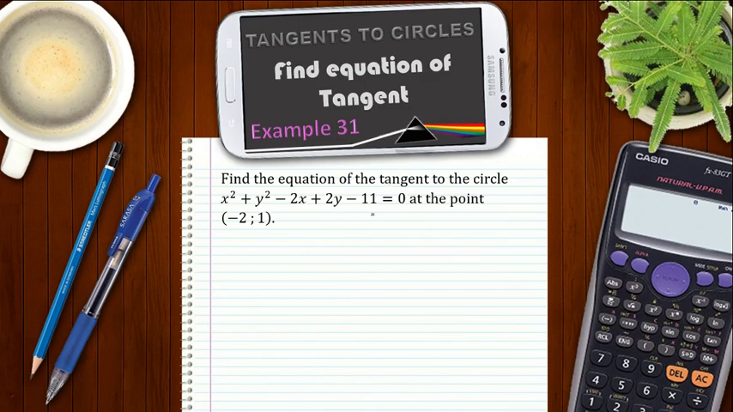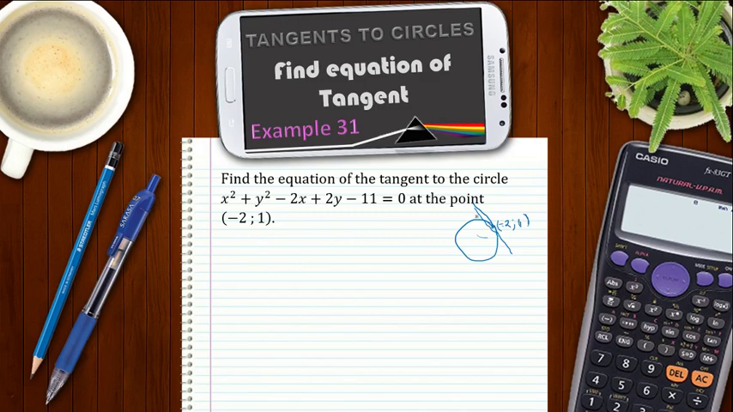And using this equation, we need to find the tangent. So if we have our circle, we need to find the tangent at the point. So that one goes through. The tangent touches the circle at one point exactly, and at the point minus 2 and 1. So how are we going to do this?